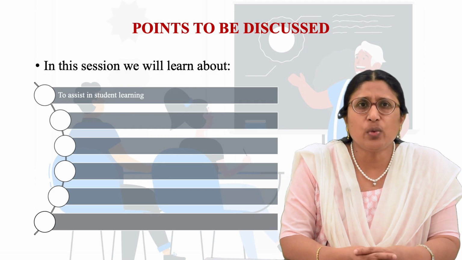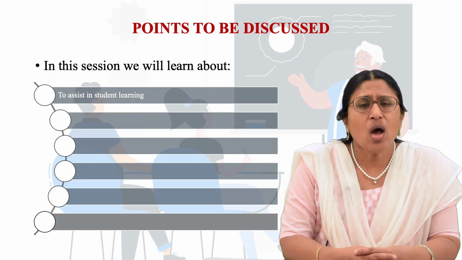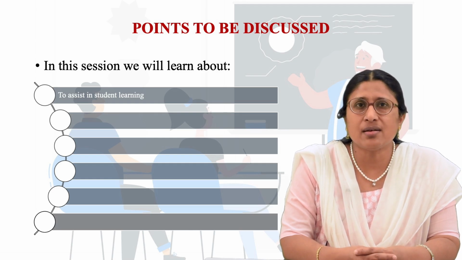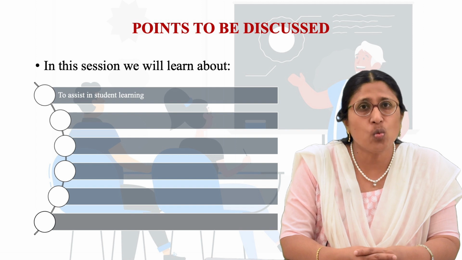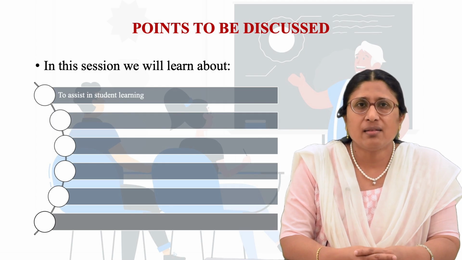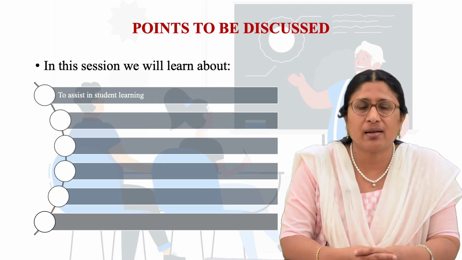The first purpose, we can see, is to assist in student learning. How does assessment assist in student learning? When we conduct one activity and after that give an activity, we try to assess the learners, either orally, verbally, or through any activity. Here comes the importance of the learners knowing how they are performing when they get the assessment feedback.